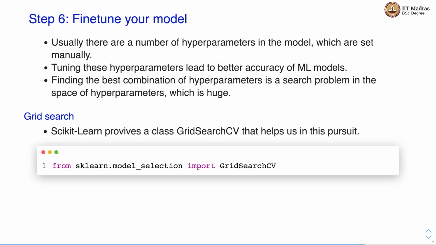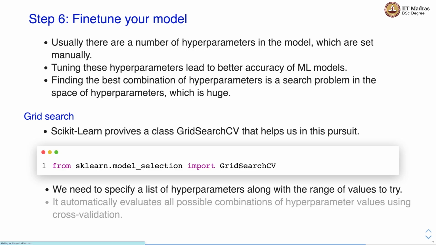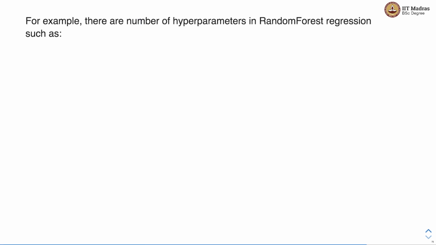We can import GridSearchCV from the model selection package. We need to specify a list of hyperparameters along with the range of values to try. Once we specify these values, GridSearchCV would automatically evaluate all possible combinations of hyperparameters using cross-validation. Let's take a concrete example of performing hyperparameter search in a random forest regression problem.